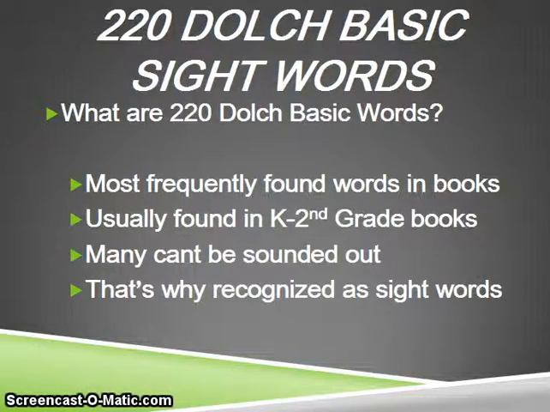220 Dolch Basic Sight Words. Some may question, what exactly are they? They are based on the most frequently found words in children's books. They are usually found in books from grades K through 12. Many of the Dolch words cannot be sounded out or given a certain meaning. Examples would be a, and, the, and was. Since they can't be sounded out, they don't follow the decoding rules, and this is why they're considered sight words.